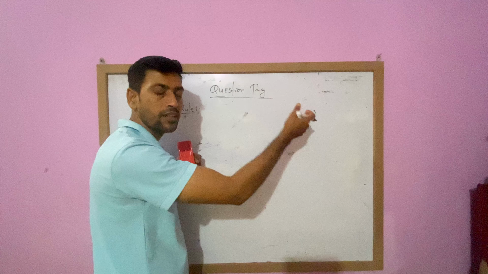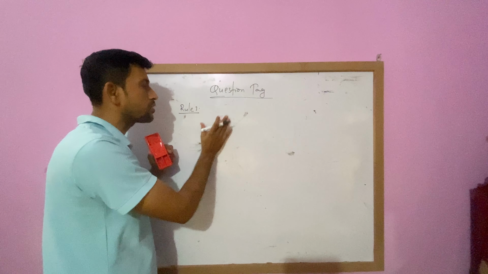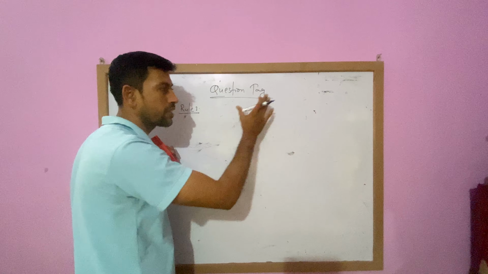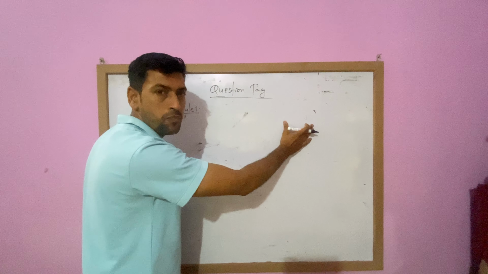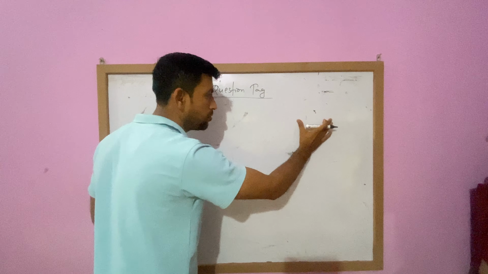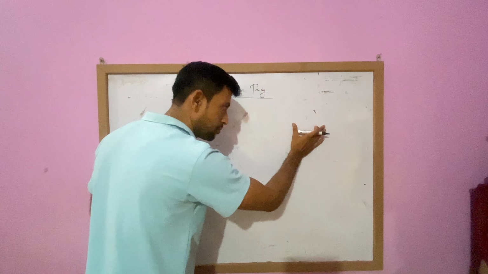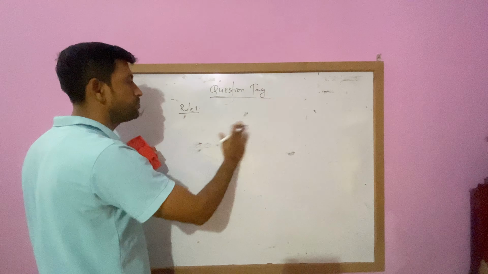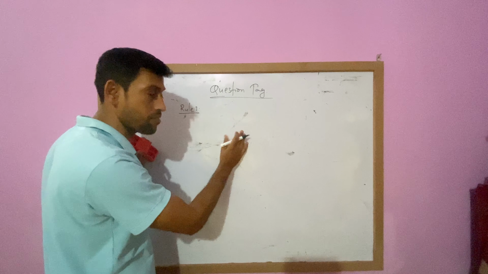I will give so many examples to make you understand. If the statement is positive, then the tag is negative. If the statement is negative, the tag is positive. Again, if the statement is positive, then the tag is negative. If the statement is negative, the tag is positive. This one is really important, and never forget it while solving the tag question.